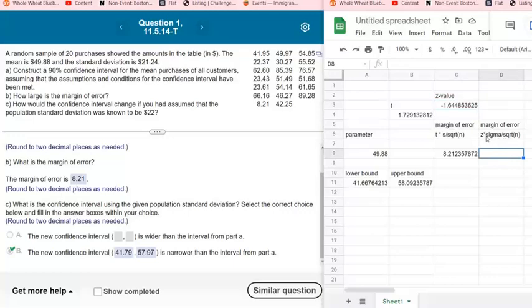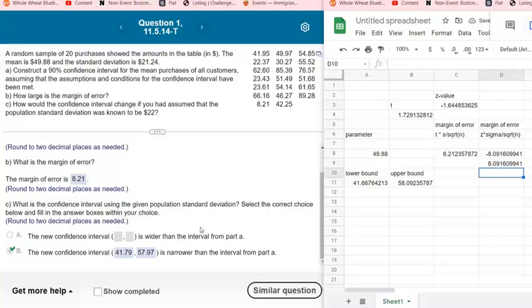Margin of error, same formula basically. So I'm going to type equals, I get my z value, and I multiply that by sigma, which is my population standard deviation, and then I divide by the square root of the sample size, so divide by the square root of 20. So there's our margin of error. We just want the positive version. So equals absolute value, a quick way of getting positive.